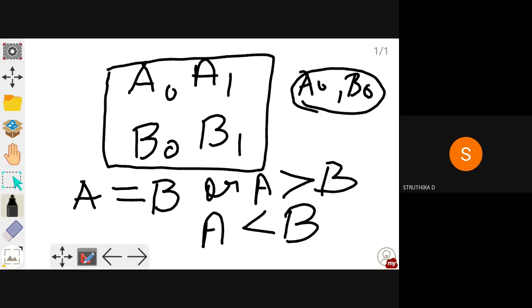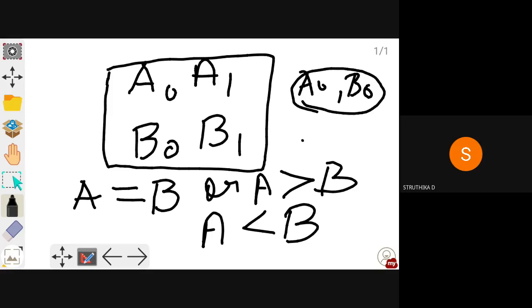What will be the input combination for 2 inputs? How many combinations will you get? 4, ma'am. 4 combinations. Very good. So for 2-bit input, your combination will be 4 combinations. So you can easily get the output for A equal to B, A greater than B or A less than B, and you can design a truth table.